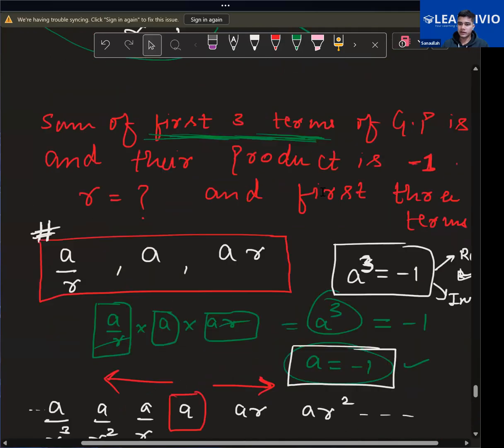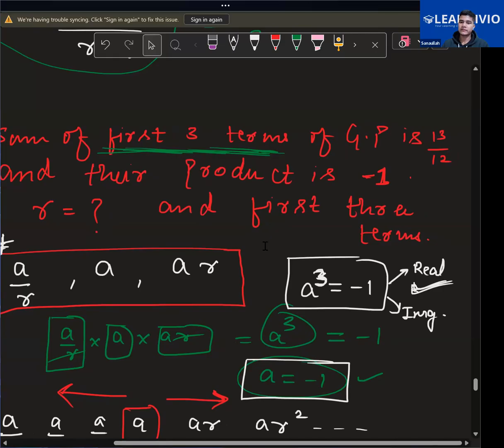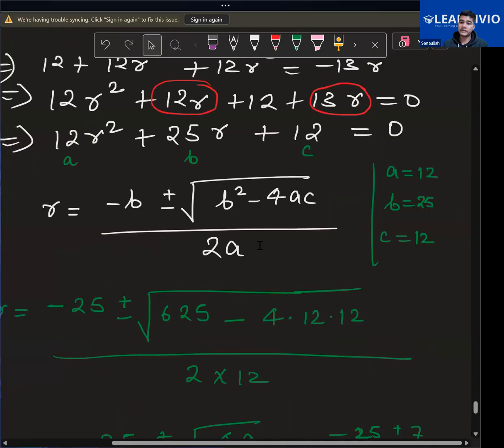Now we have to solve the other part, that is, we have to write the first three terms. The first three terms depend on the value of r, right?